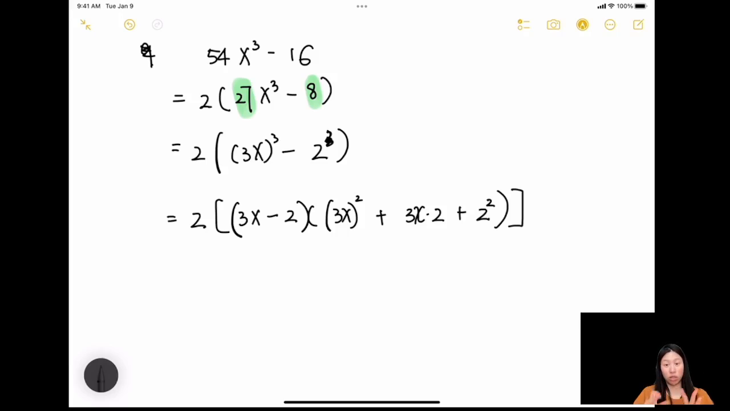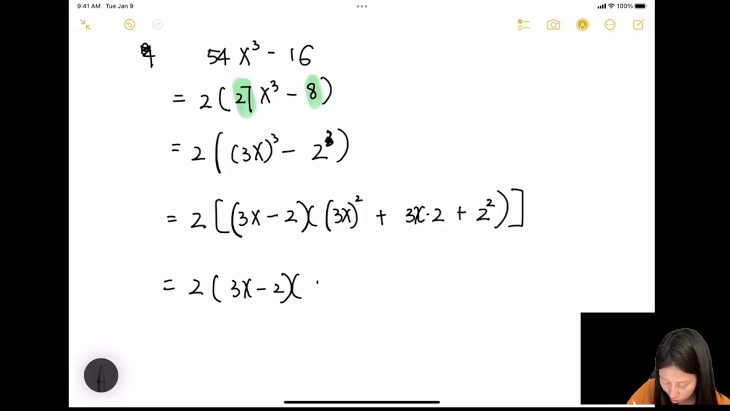So now we need to simplify it. We write it a nicer way. So we have 2 times (3x minus 2) times (9x squared plus 3x times 2, which is 6x, plus 4).